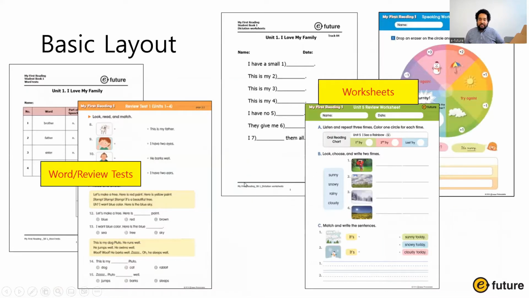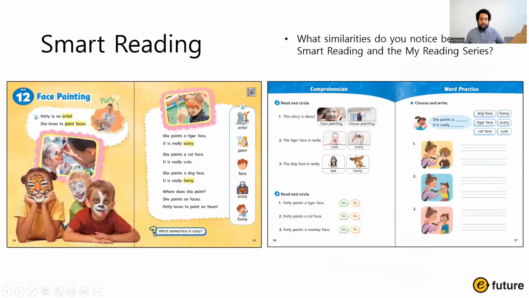For the My Reading series, we have some worksheets and word or review tests that you can download as well. These are all available for you. You can get them through eSmartClass. And these, again, are just great things to help boost and provide extra review for your students if they need it. You can also use these for additional homework if you want as well, to go along with the workbooks.